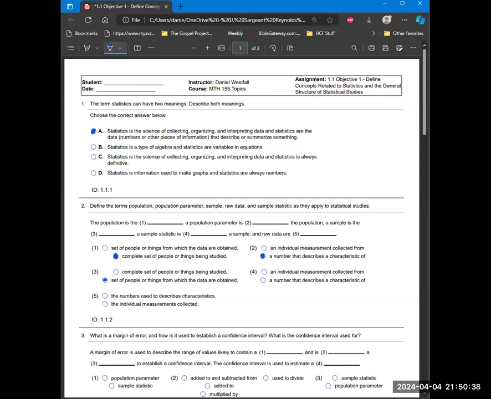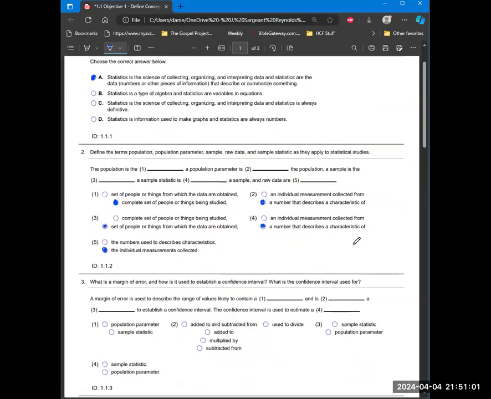A sample statistic is a number that describes a characteristic of a sample. And raw data are the individual measurements collected. There's your basic definitions when we use those words. Later on, that's what we are talking about.